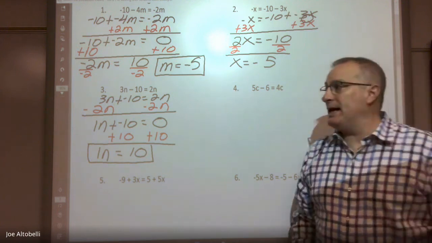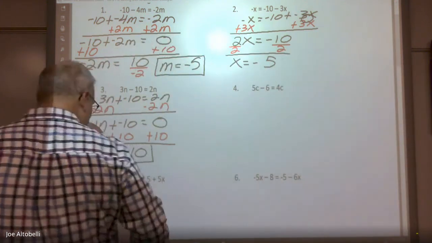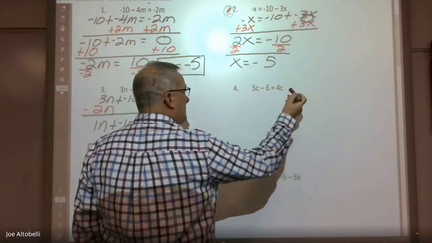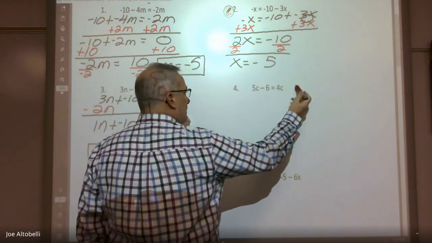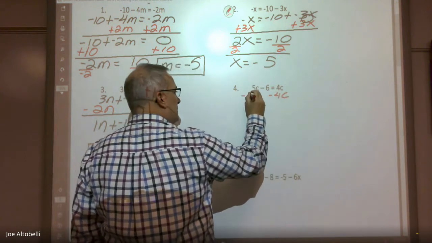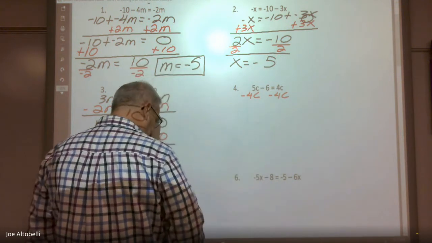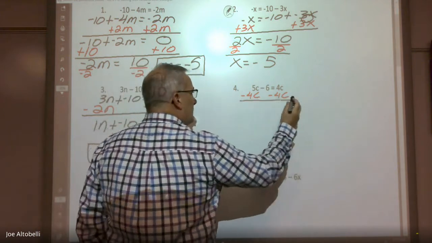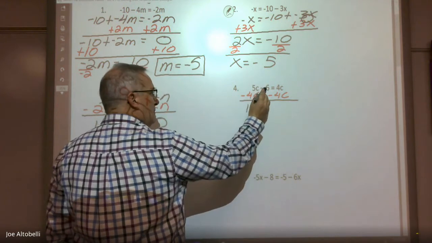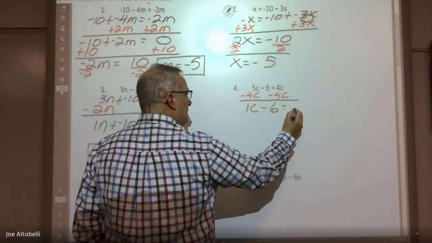Okay? So then what I'm going to do is, second step, eliminate my variable term that's on the right side. To eliminate this, to zero that out, I need to subtract 4c. 5c minus 4c is 1c, minus 6 equals 0.